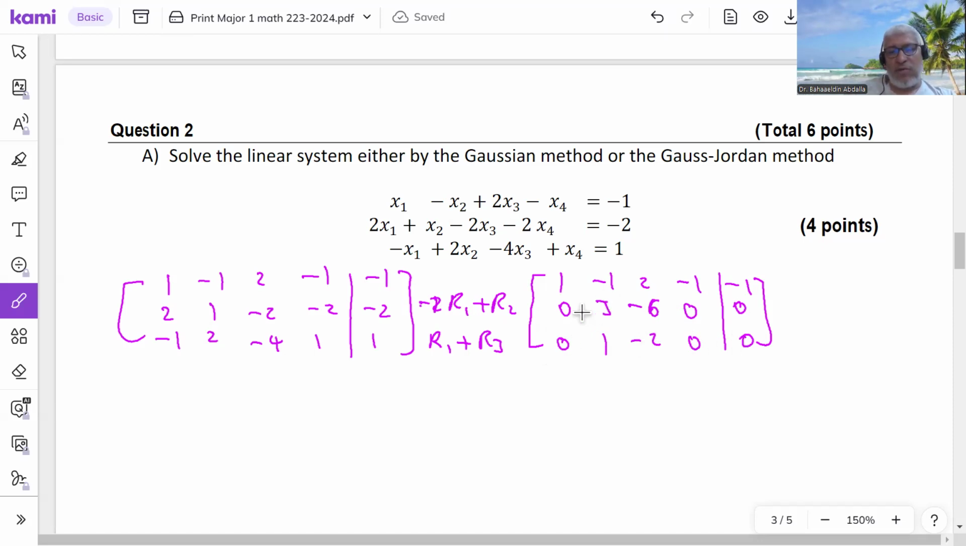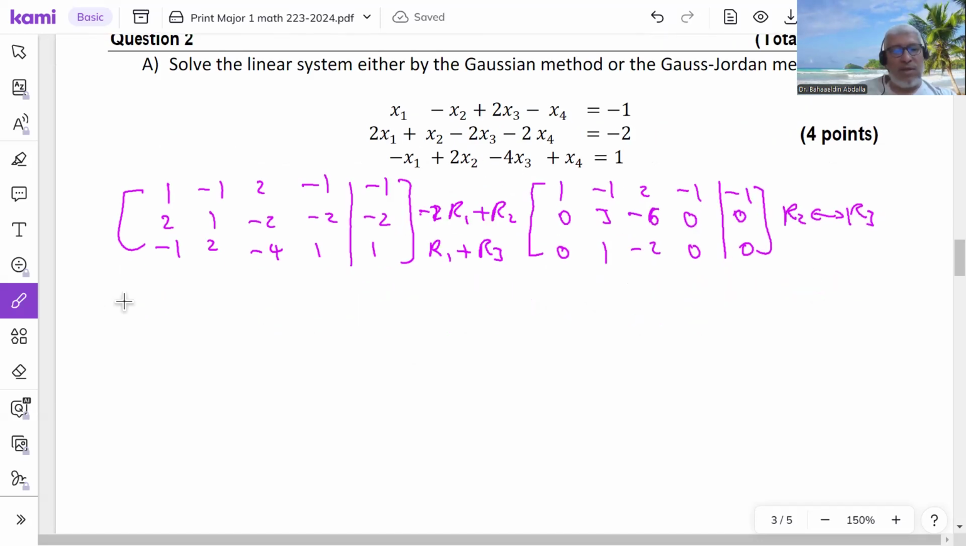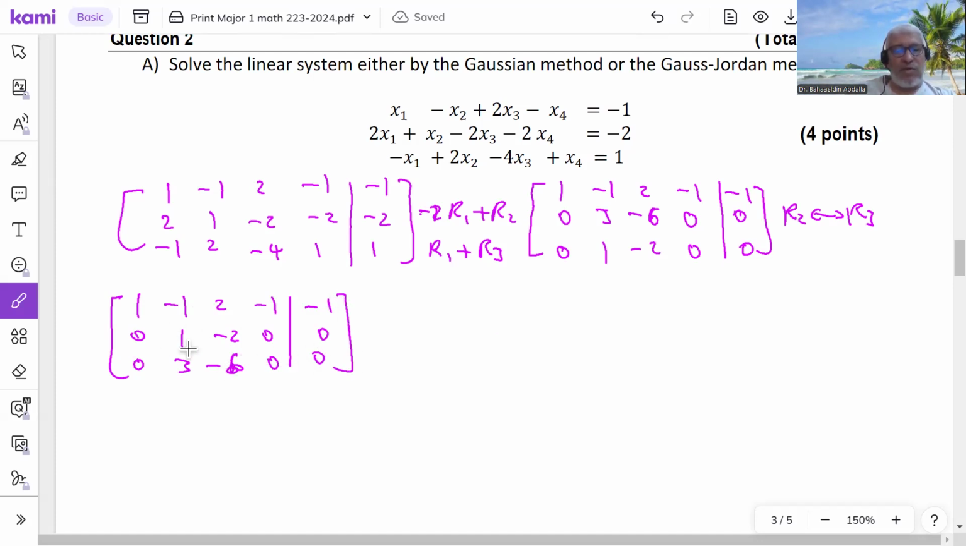Now this number must be 1. So I'll interchange row 2 and row 3 to have 1 in the second row, second column. So the first row as it is. Now the third row will be the second row, and the second row will go down to be the third row. Now this number is 1, so I'll use it to make the 3 0. So negative 3 R2 plus R3.